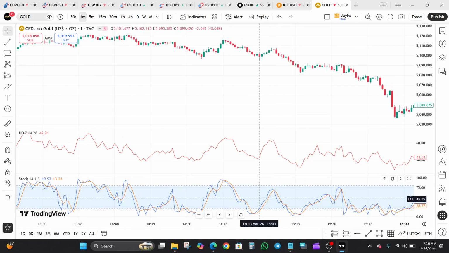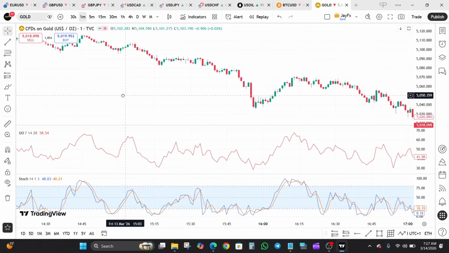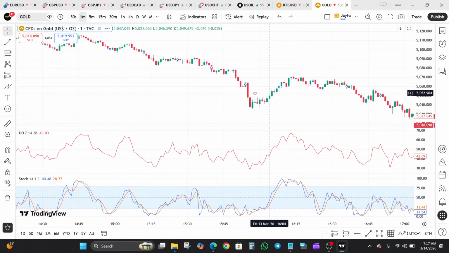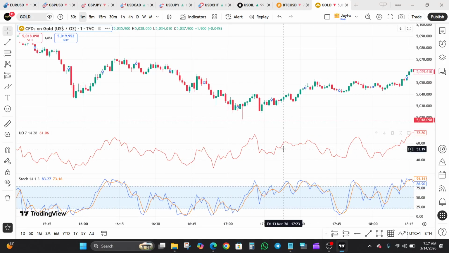Now, because the stochastic oscillator is very sensitive to price changes, it can provide frequent signals. This can be used for short-term traders, but it can also lead to noise in volatile markets. The ultimate oscillator tends to be less sensitive but more stable, which some traders prefer when trying to filter out market noise. So in terms of which indicator gives better results, the answer depends on the trading style.